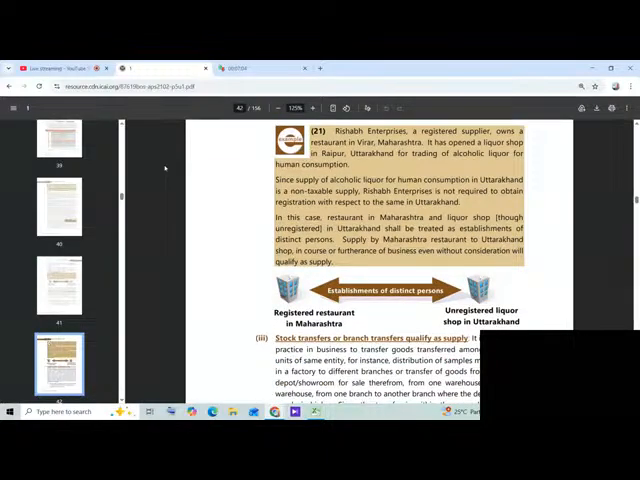Let me read this example once again. Rishabh Enterprise, a registered supplier, owns a restaurant in Virar, Maharashtra. It has opened a liquor shop in Raipur. Since supply of alcoholic liquor for human consumption is non-taxable, Rishabh Enterprise is not required to obtain registration of the same in Uttarakhand. In this case, restaurant in Maharashtra and Uttarakhand shall be treated as establishments of distinct persons. Supply by Maharashtra restaurant to Uttarakhand shop in course or furtherance of business, even without consideration, will qualify as supply.